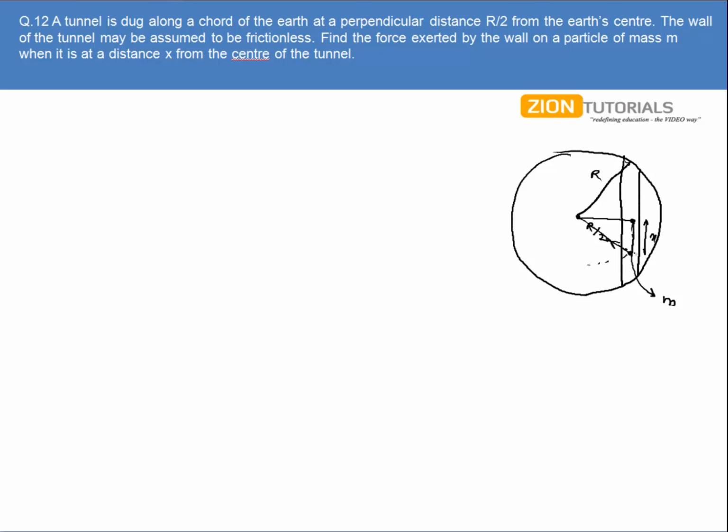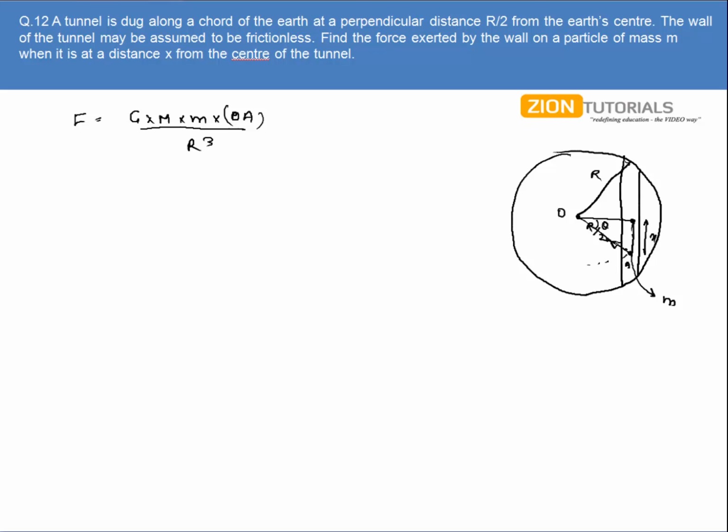We join this point. In the previous question I calculated the force acting on a particle of mass m at a distance x from the center. So the force acting on the particle m due to the complete earth will be given by G into capital M, the mass of the earth, into the mass of the particle, into this distance OA, divided by r cube. I can calculate the value of OA, that is not an issue. Let's say this angle is theta.